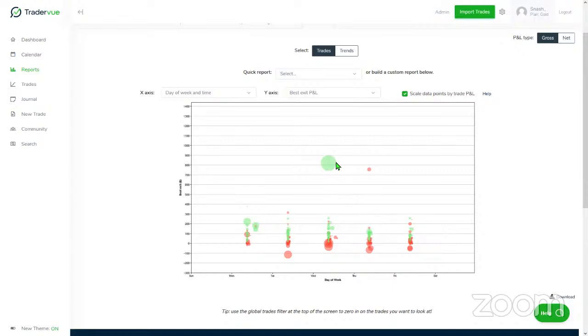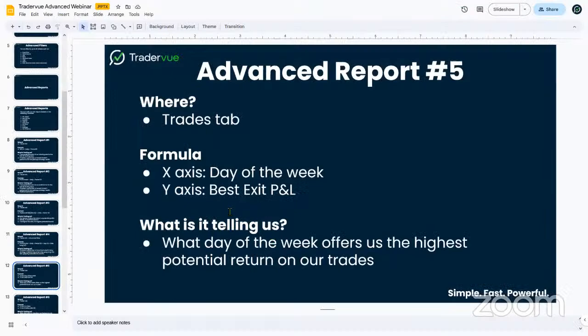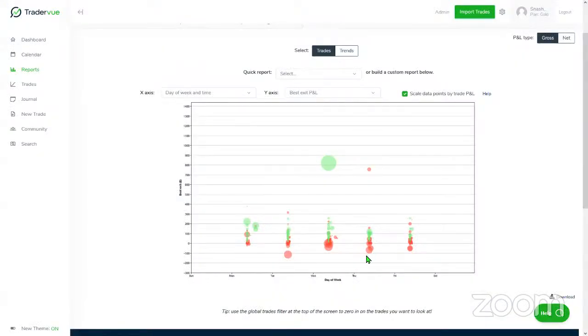So essentially here, what we're trying to do is identify, like the slideshow was telling us, what day of the week offers us the highest potential return on our trades. If you take a look here, we have Monday, Tuesday, Wednesday, Thursday, and Friday, and you want to see on which of those days you're getting most of the green dots and also the bigger green dots. For example, Monday seems to be a good day, because take a look at the small red dots, there are not many and they're not that big, and we're also getting best exit P&L in our favor here.